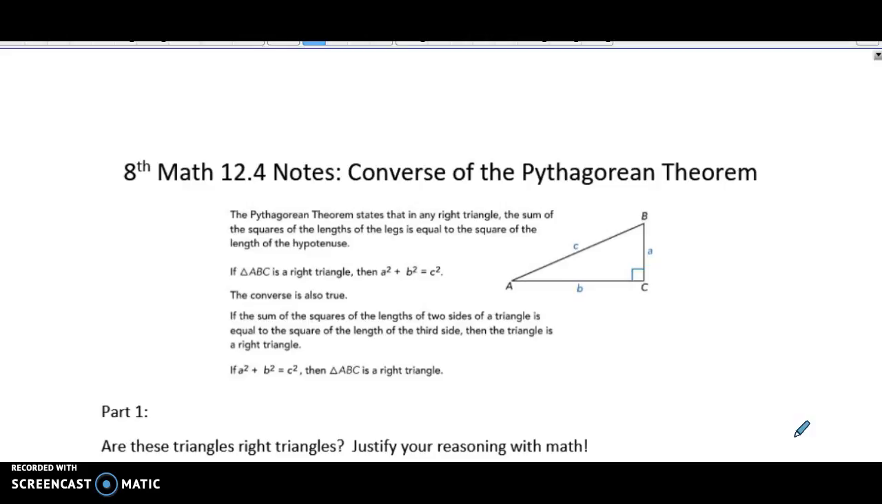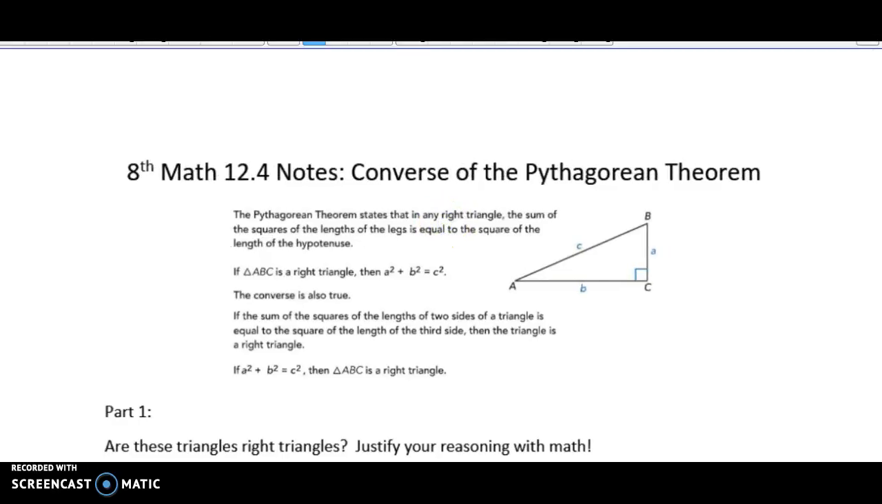So remember that the Pythagorean theorem tells us that in any right triangle, remember that's a key word, it has to be a right triangle. In any right triangle, the sum of the squares of the lengths of the legs, so A and B, is equal to the square of the length of the hypotenuse, which is C. So we would say if triangle ABC is a right triangle, then A squared plus B squared equals C squared.